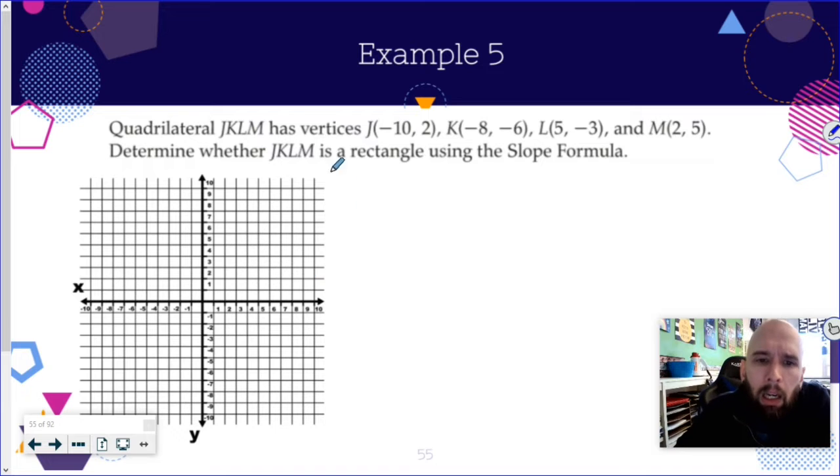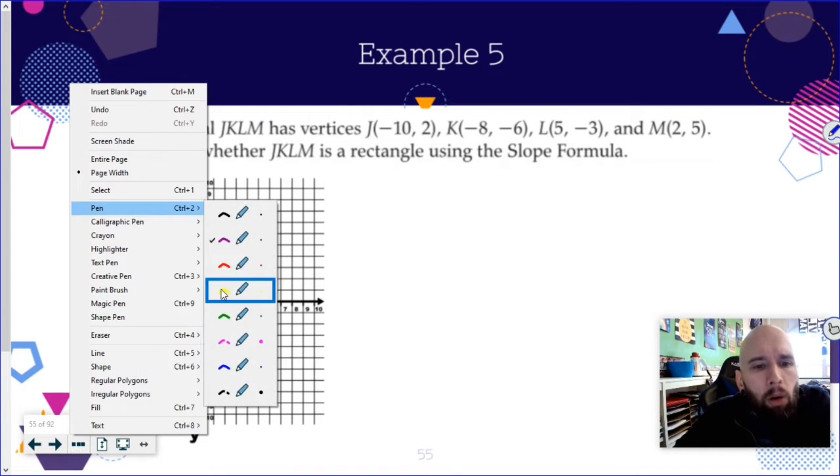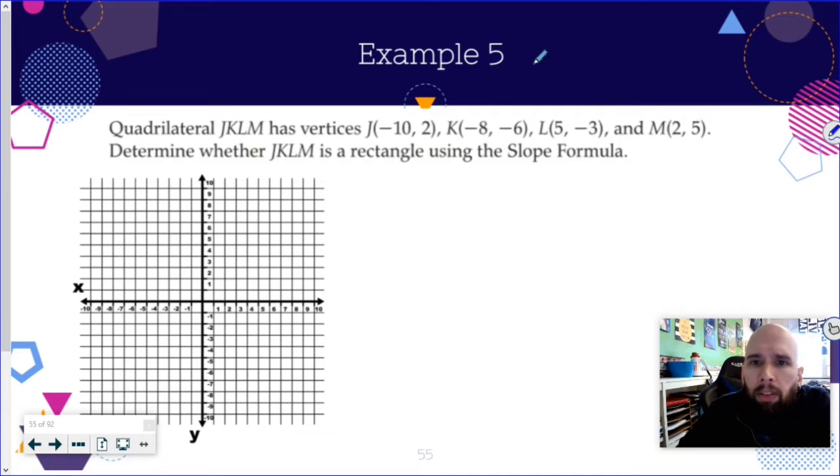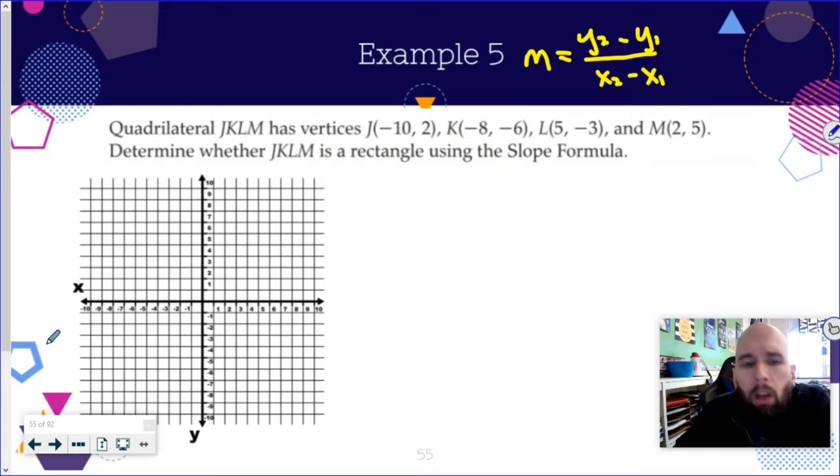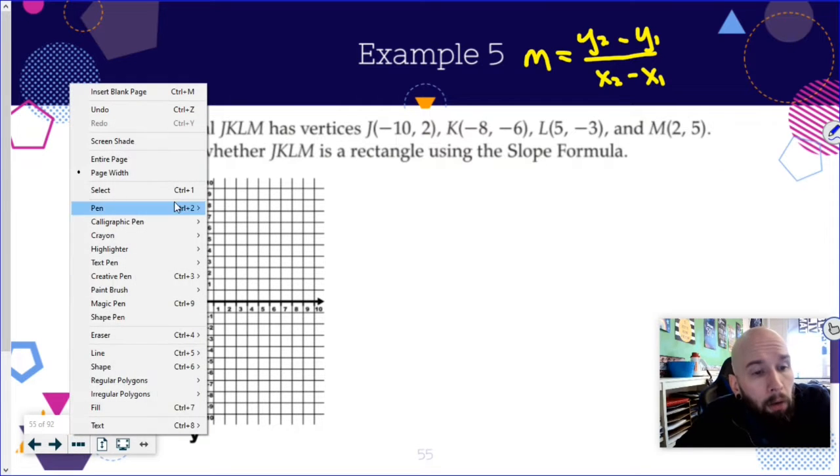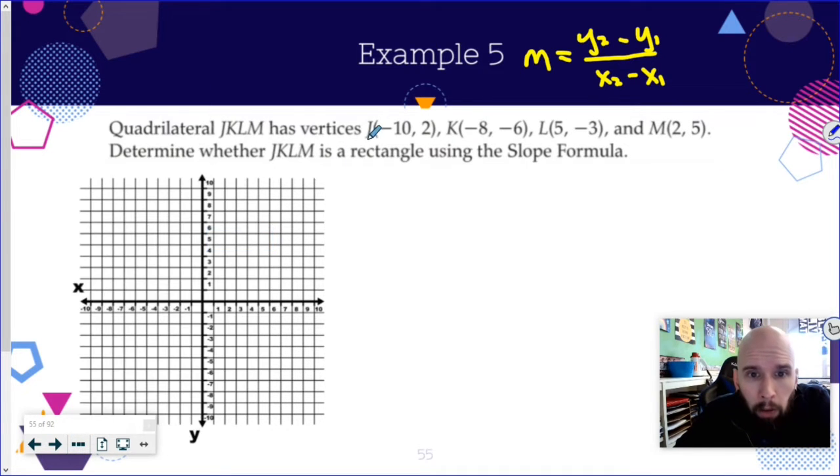We have JK. So JK, here's my slope formula. Let me write it once up here, once alone. I think I have enough space. M equals y sub 2 minus y sub 1 over x sub 2 minus x sub 1. So I'm going to use the slope formula four times. I'm going to do JK first.